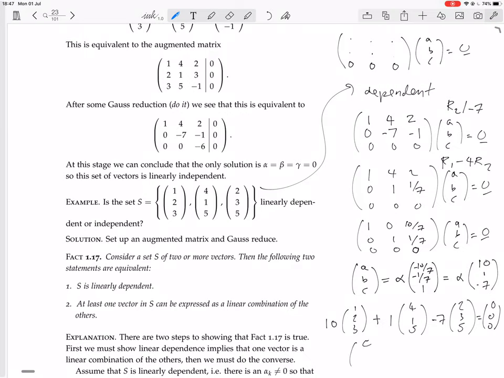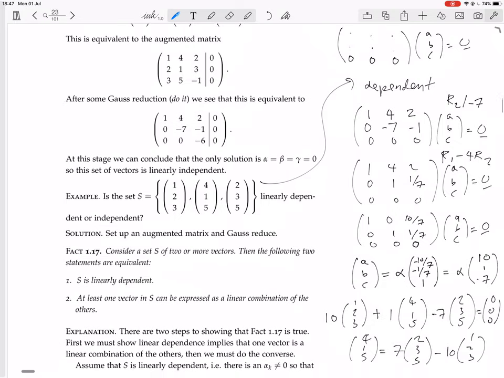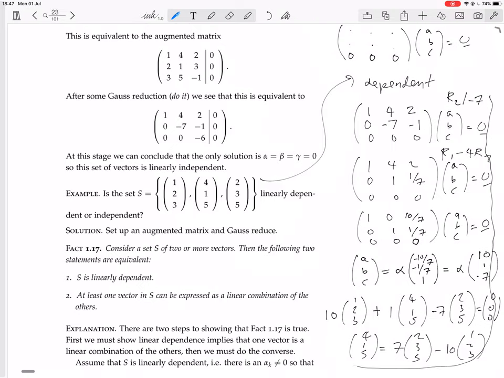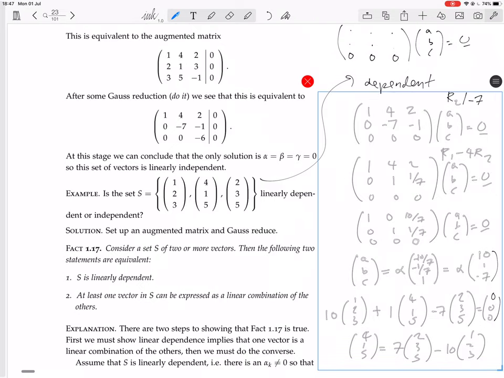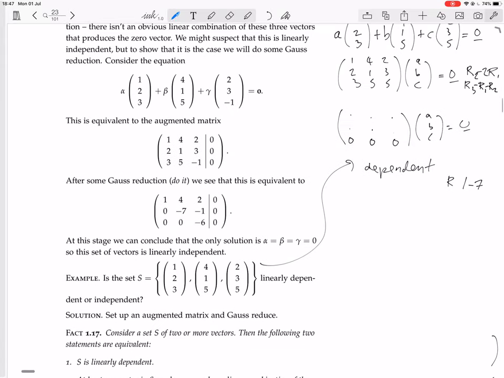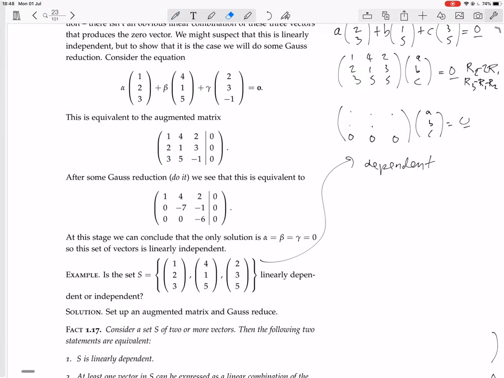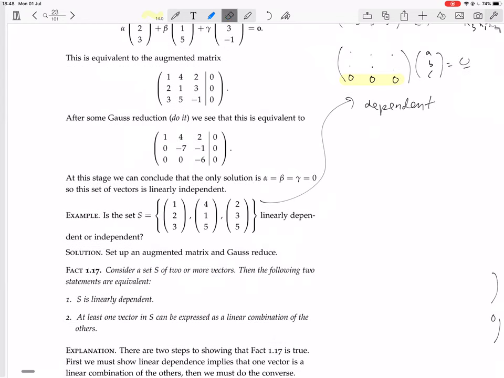In particular, maybe the easiest one to see is you could write (4, 1, 5) as being equal to 7 times (2, 3, 5) minus 10 times (1, 2, 3), right? But all of this is unnecessary, actually, for answering the question. For answering the question, is that set S dependent or independent, we could tell already, from getting this row of zeros, that the set was dependent because there was a free variable. Okay. And I think that's it for this video.